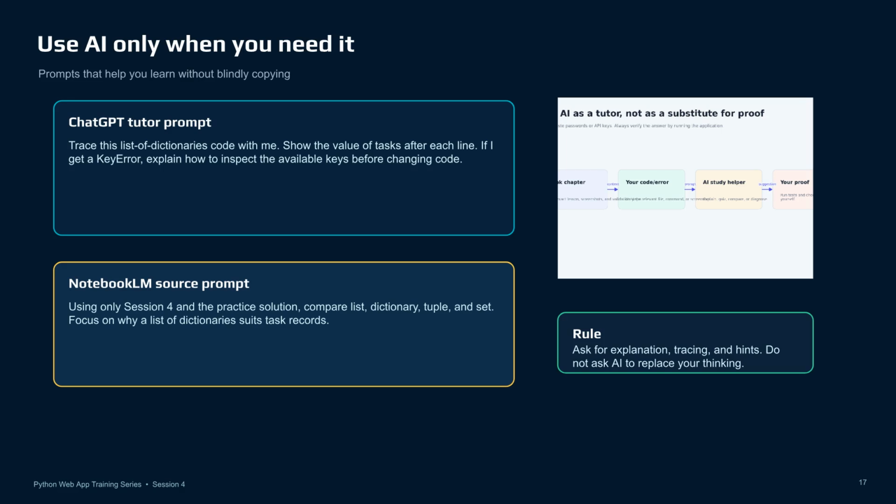As you practice, use AI effectively. Don't ask for code to replace your thinking. Instead, use it as a tutor to help trace your code and explain errors. This ensures you truly understand the logic you are building.